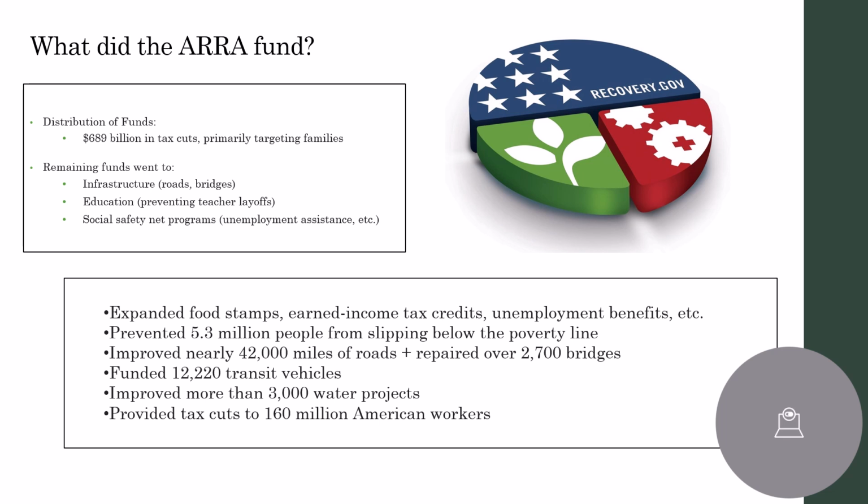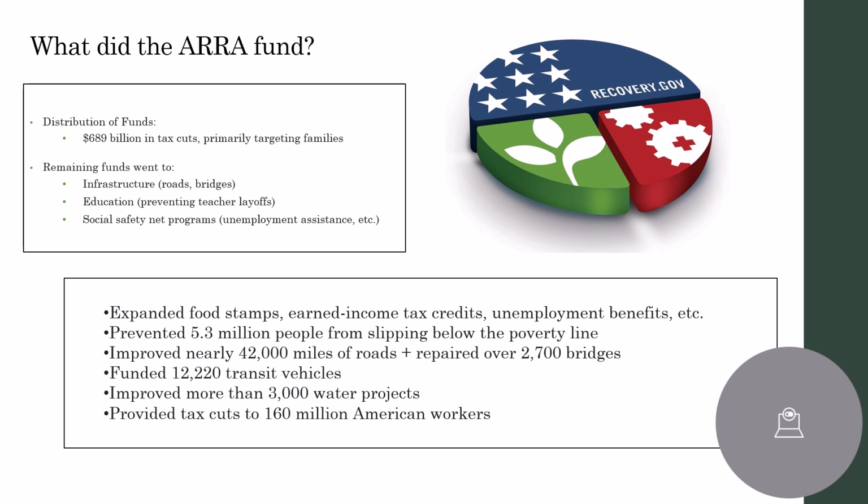These included infrastructure, like roads and bridges. This created jobs and modernized transportation to help further the economy. Education, specifically to prevent lots of teacher layoffs, to keep jobs and keep the schools functioning properly. And social safety net programs like unemployment assistance to help the families that were hit the hardest by the recession and those that lost their jobs. The broad distribution aimed to not just jumpstart short-term growth, but to also lay groundwork for long-term recovery in the economy.